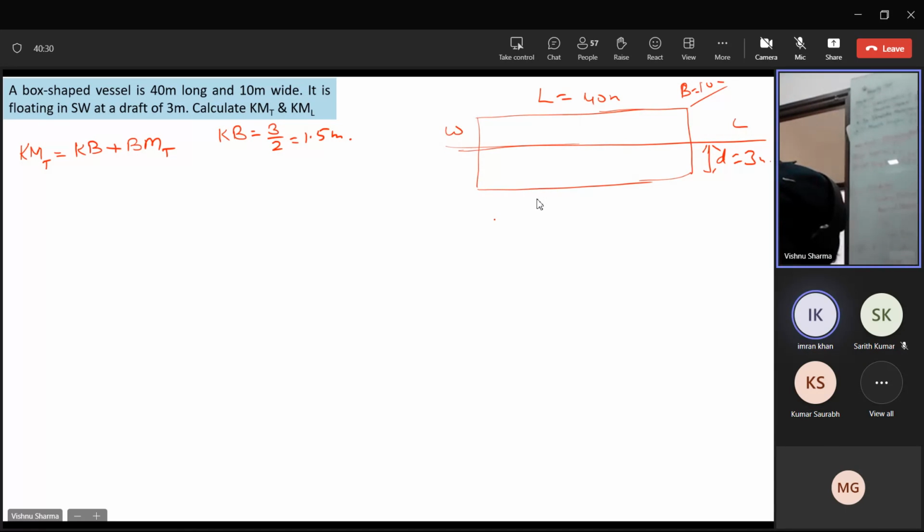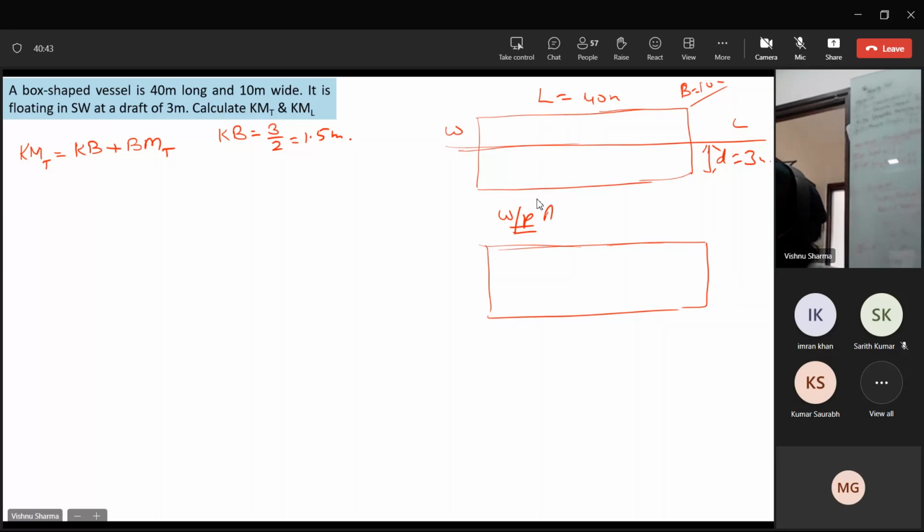A rectangle, 40 by 10. L into B, sorry, not T. This is the water plane area. This is 40 meters length. This is 10 meters breadth. Does everybody agree?